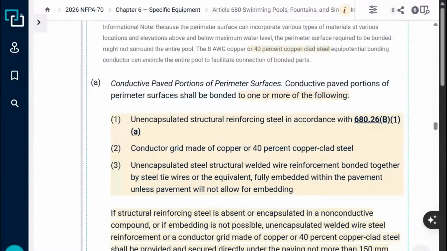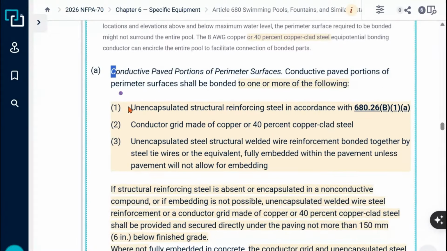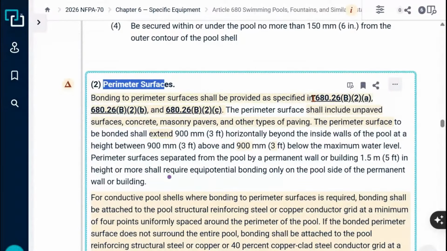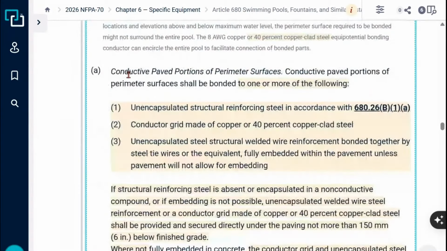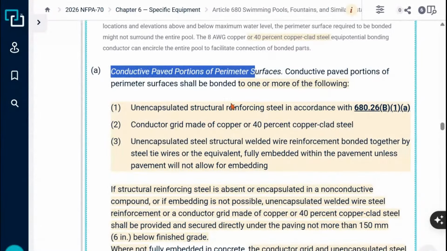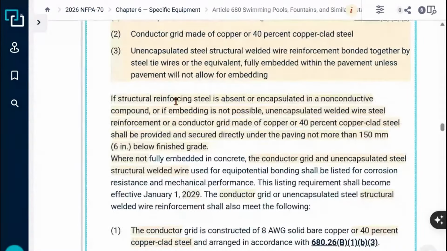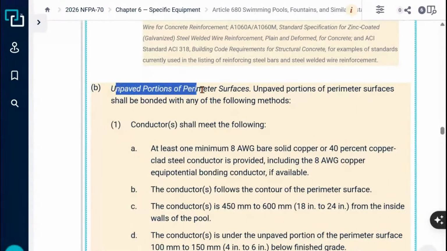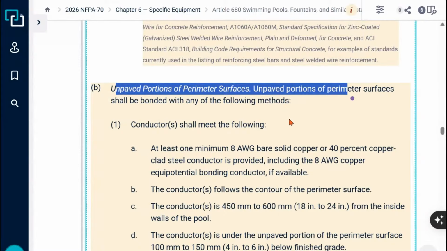So A right here, the whole heading here is the perimeter surface, and it says that it's provided as specified in A, B, and C. And then it talks about the 3 feet. Provided as specified. Then we go down to A. And again, for the 3 feet, in the paved portion, it's telling you what you can use. Get down to B, unpaved portion. The 3 feet still 3 feet.